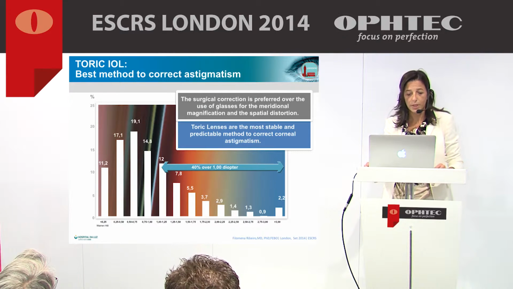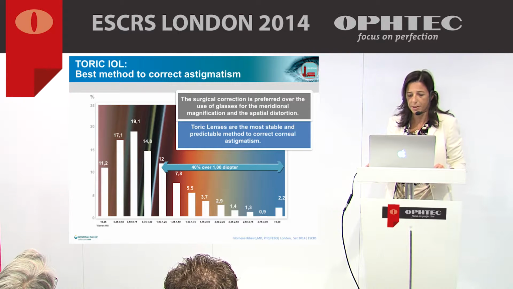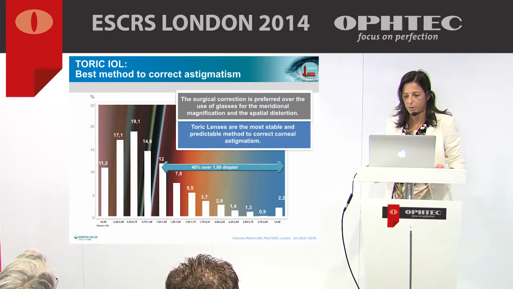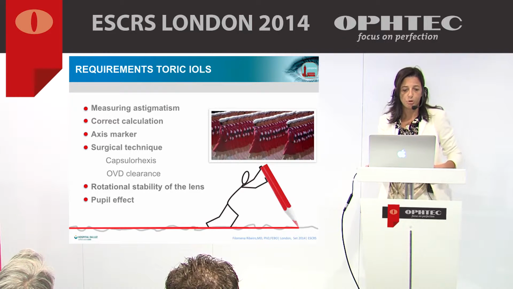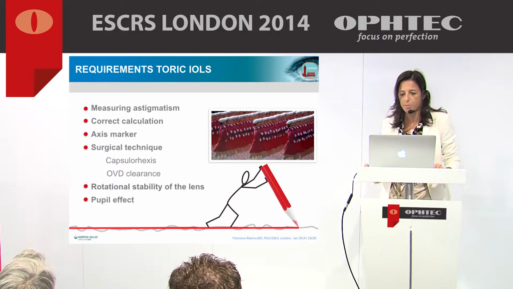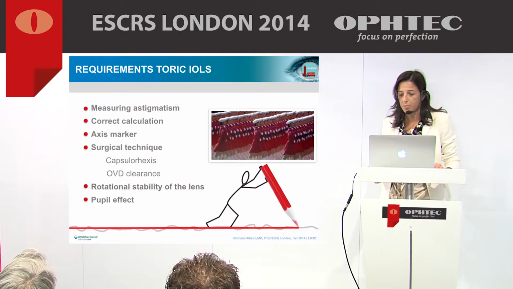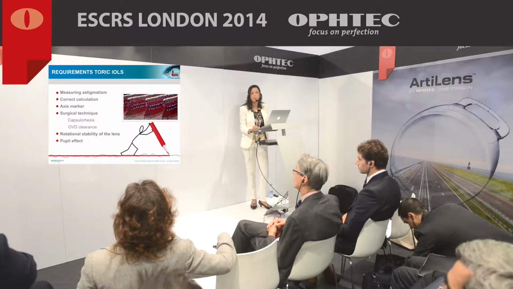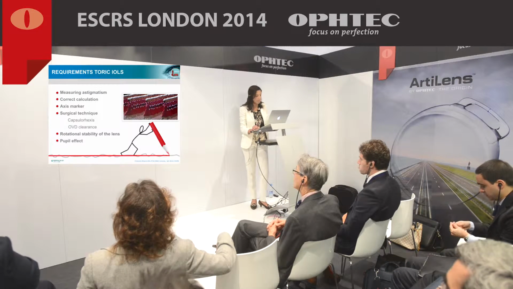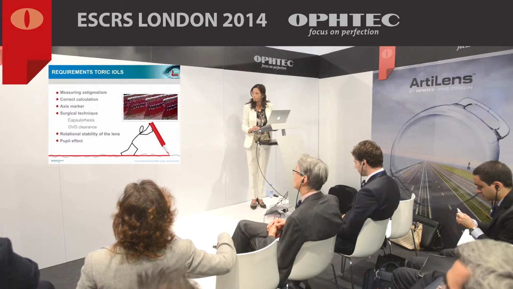And it's true and well known that toric IOL can provide better visual outcomes and is the most stable and predictable way to correct astigmatism. The surgeon should keep in mind that for the final outcome, a proper selection of patients is very important. Precise astigmatism measurement, IOL calculation, IOL placement, and IOL rotational stability are essential for success.